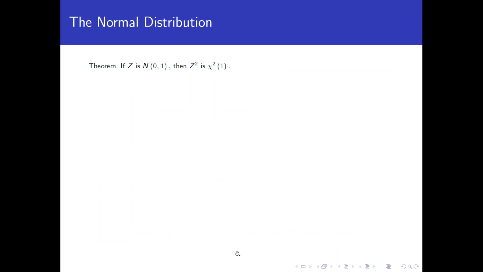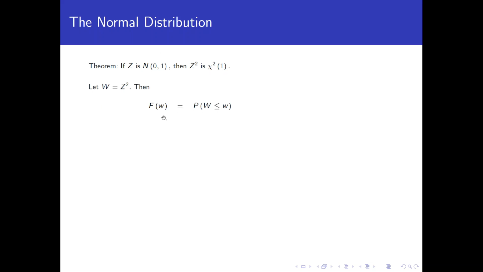We mentioned in a previous video that the chi-squared distribution is exceptionally important. It will be very, very important next semester in your statistics class. One of the connections between the normal distribution and the chi-squared distribution is that when you square a standard normal, you get a chi-squared on 1 degree of freedom. That's what this theorem says. So let's go through the details.